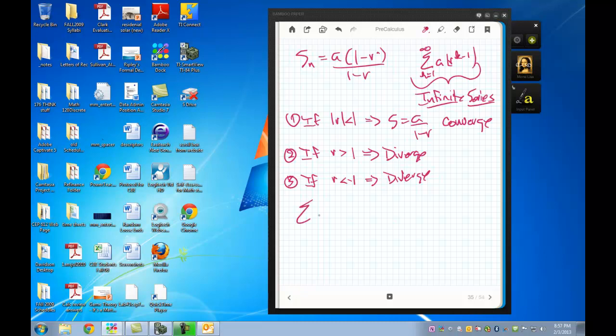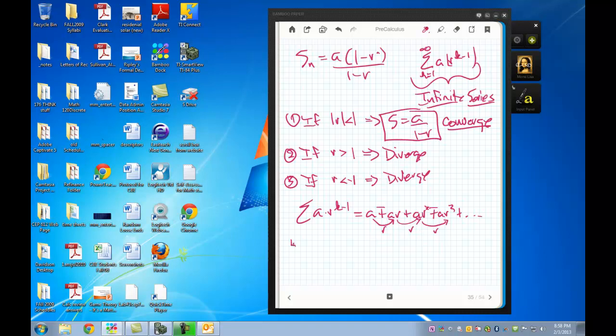I mean, look at what happens. If I have a times r to the k minus 1, well, here's what we get. We get a plus ar plus ar squared plus ar cubed plus dot, dot, dot. Now, remember, to get from here to here, I multiply by r. Here to here, multiply by r. Here to here, multiply by r. If r is less than negative 1, the only thing that's going to happen is it's going to go plus, and then it's going to change the sign to a minus. The next one's going to be plus, then it's going to change the sign to a minus. But the numbers are still getting bigger and bigger and bigger. It never converges to an actual term.